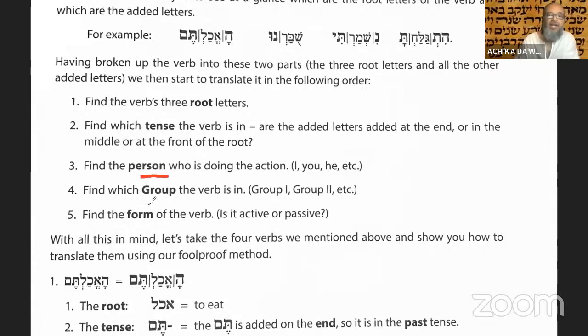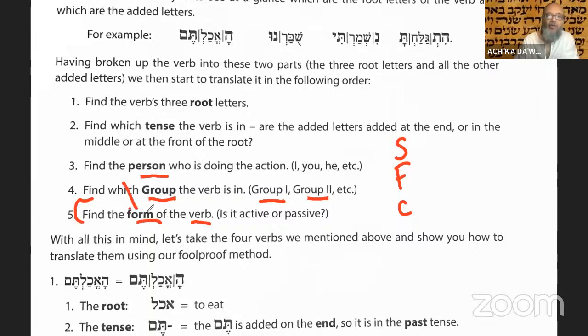And then also, you're going to look at what group, according to this book. Is it group 1? Group 1 is simple. Is it group 2? Well, that's forceful. Is it group 3, which is causative? Or is it group 4, which is on oneself, myself? Then after you do that, you're going to find the form, right?